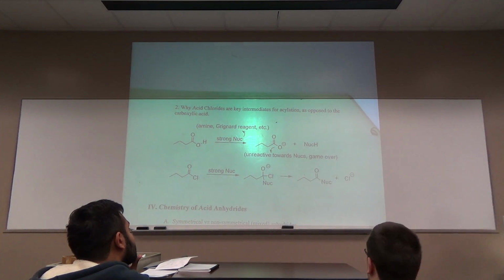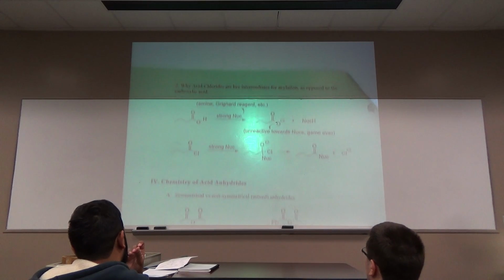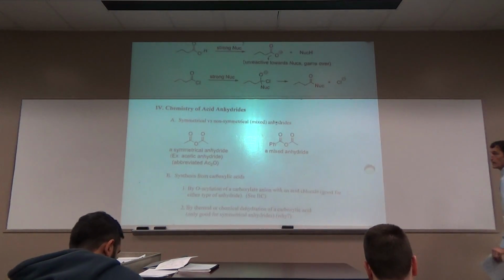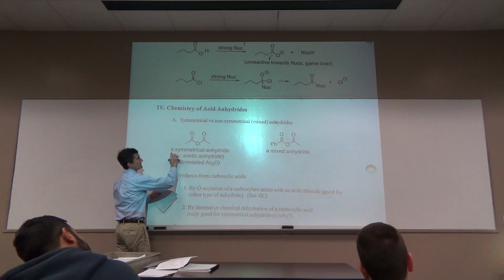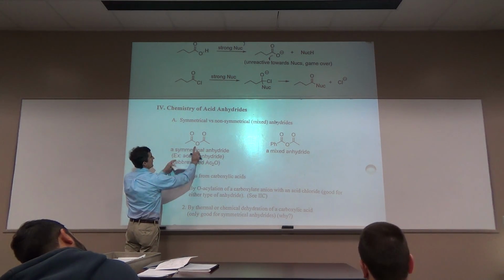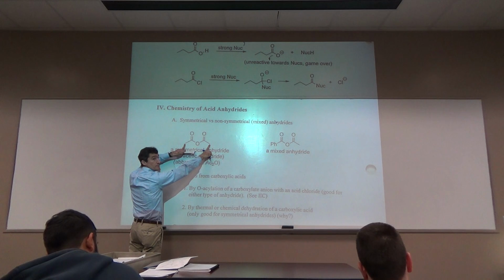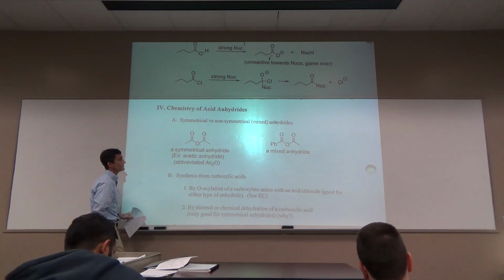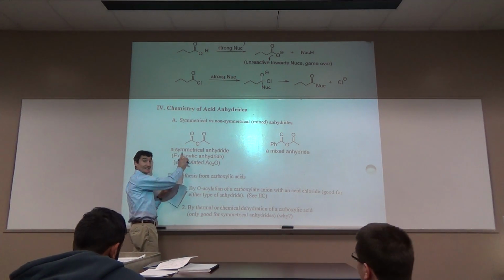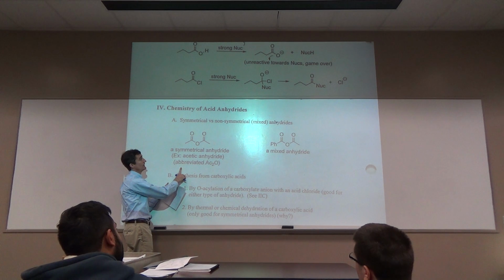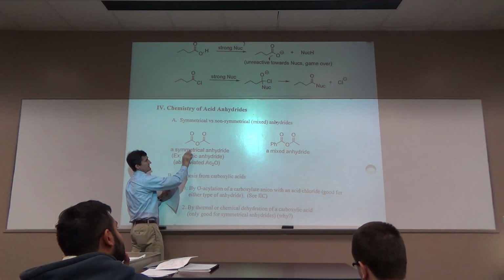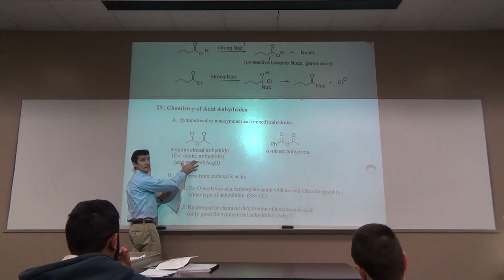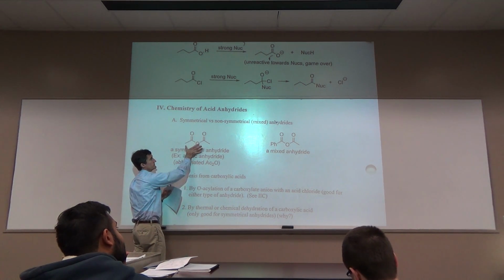Okay, anhydrides. So we can introduce them a little bit more. A symmetrical anhydride, where the groups over here are the same. By the way, this is called acetic anhydride because it's basically the anhydride that comes from acetic acid. We'll talk about how and why.